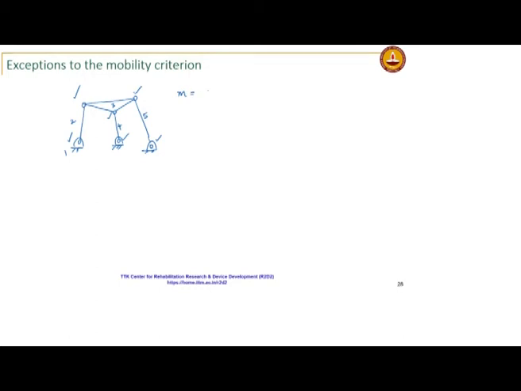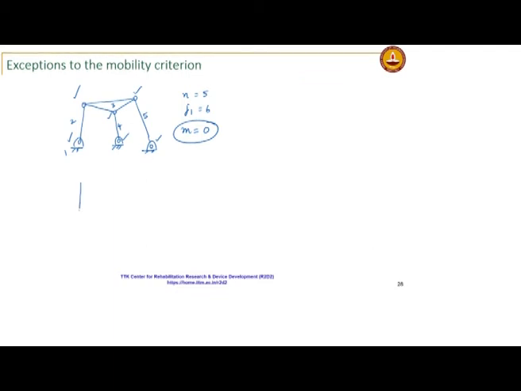I will get a mobility of n equal to 5, j1 equal to 6, I will get a mobility of 0. Okay, that means it is a structure. Now, suppose I change the form.